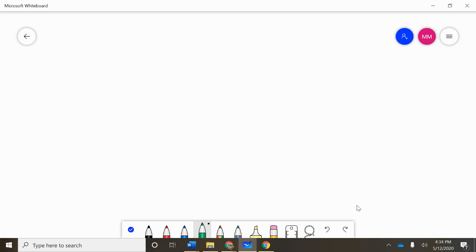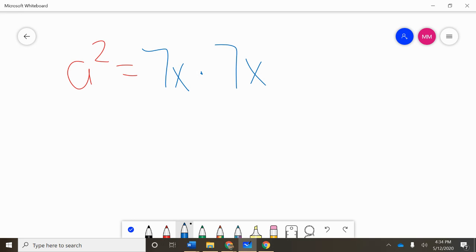Okay, so for another example, I wanted you guys to figure out, again, what is the value of a if a squared is equal to 7x times 7x. And I got a lot of you guys with the answer of 49x squared. But again, remember, we are figuring out what a is. We're not figuring out what the sum of the side is. We're figuring out exactly what a is.